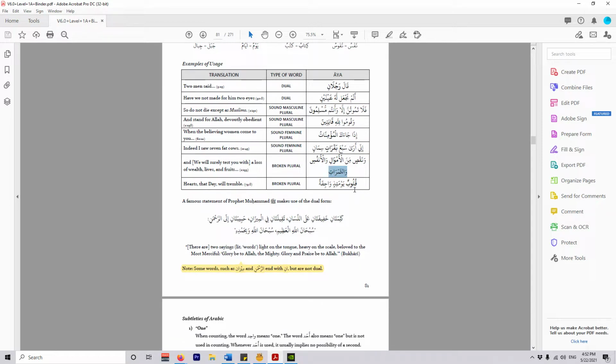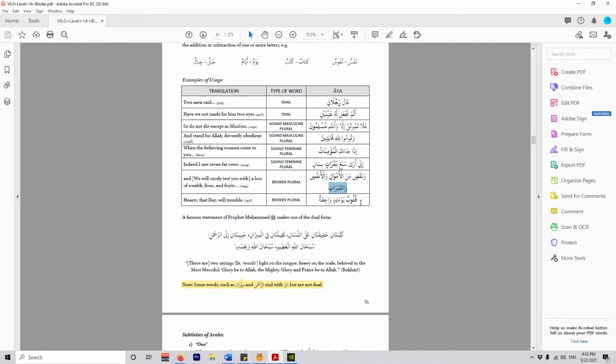Then here we have قُلُوبٌ يَوْمَئِذٍ وَاجِفَةٌ. Hearts that day will tremble. So hearts, qalb is singular, qalbun, and here we have qulubun. So that is just kind of like the same pattern as nufus up here. So that is also a broken plural, qulubun.